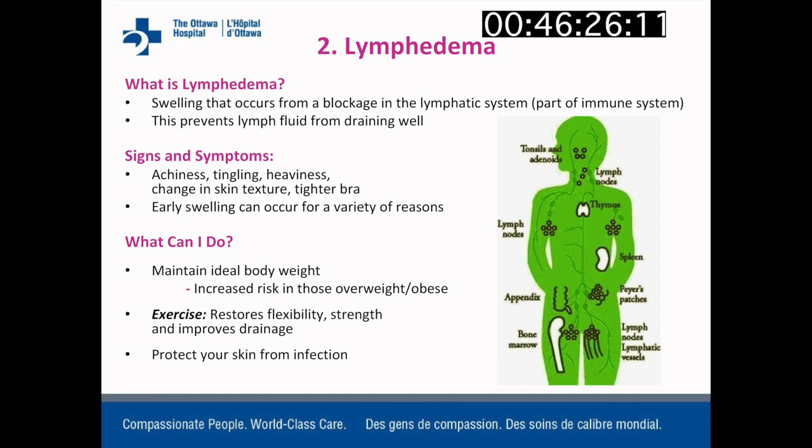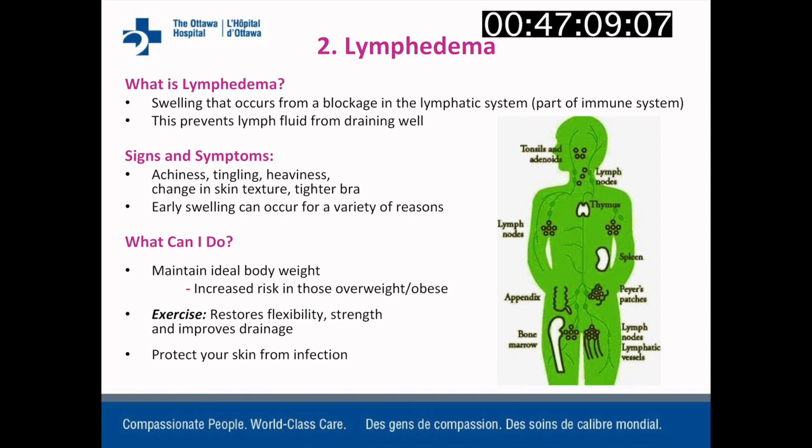Signs and symptoms to look for around lymphedema include an achiness in your fingers and your hand, or tingling fingers in the hand area. There's a heaviness that sometimes women will encounter of the affected side. Change in skin texture, so sometimes the skin becomes a little bit shiny when it's swollen. A tighter bra, either the cup, because lymphedema can occur of the breast itself, and it can also occur around the back area, so when you go to fasten the bra, it's a little bit more difficult to do so. So what can you do to help prevent lymphedema?